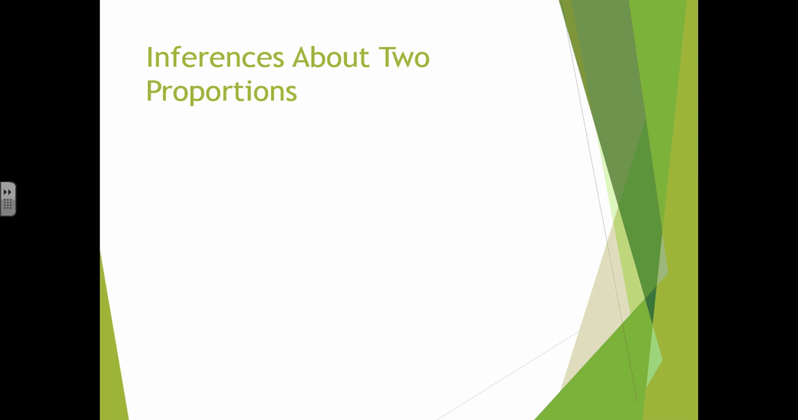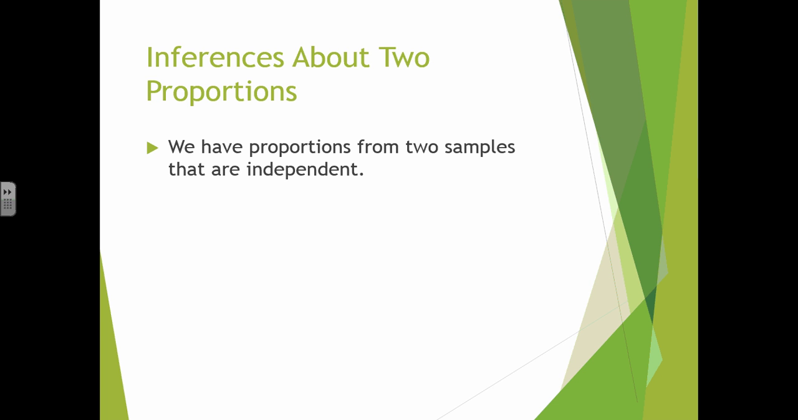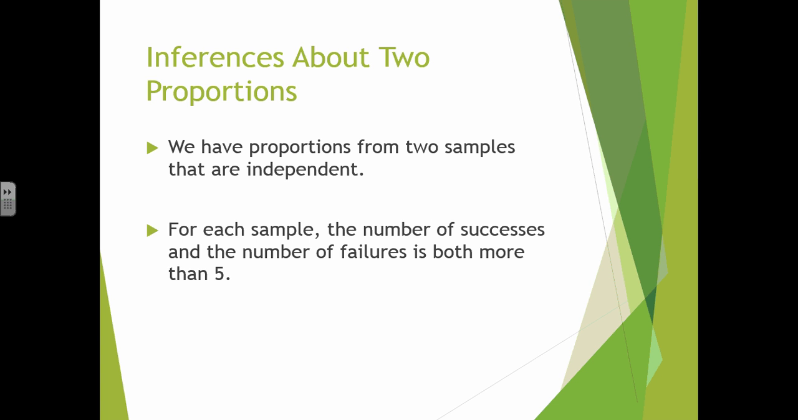The first type we're going to look at is inferences comparing two proportions. Now we have to have the proportions from the two samples be independent of each other. And for each sample, the number of successes and the number of failures are both more than 5, so that we can use the normal approximation for this test, which is the way your book does it.